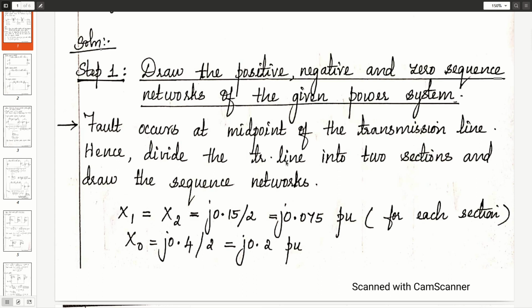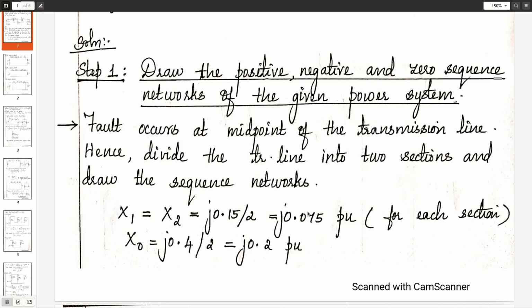So given the fault is occurring at the midpoint of the transmission line. We know for unsymmetrical fault analysis, to draw the Thevenin's equivalent positive, negative and zero sequence networks, we need to draw it with respect to the fault point and reference. So we equally divide the transmission line reactance into two halves, one half on the right hand side and the other half on the left hand side of the fault point.